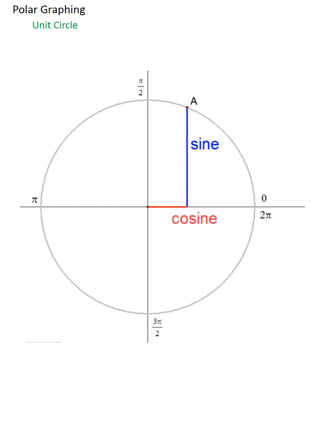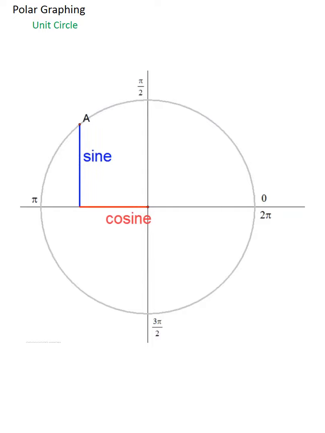So when theta reaches pi over 2, we can see that the sine value is 1 and the cosine value is 0. When theta reaches pi radians, we can see that the cosine value is negative 1 and the sine value is 0.